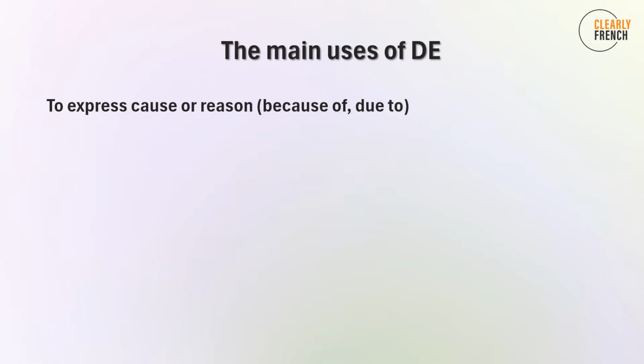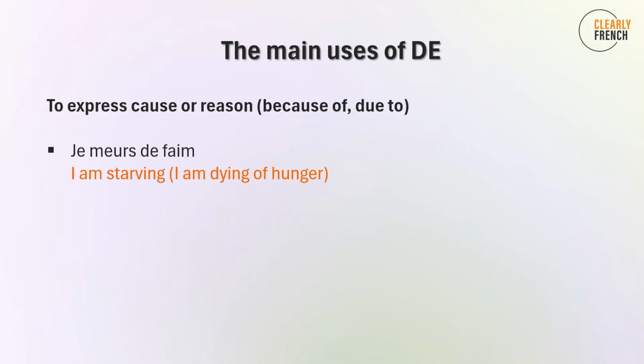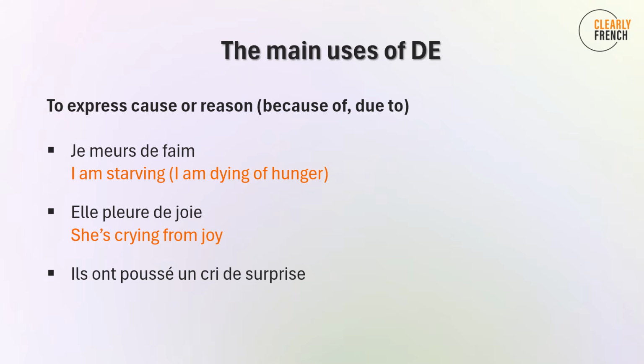We also like to use it to express cause or reason. Je meurs de faim. I'm starving, which is literally I'm dying of hunger. Elle pleure de joie. She's crying from joy. Ils ont poussé un cri de surprise. They gave a cry of surprise.